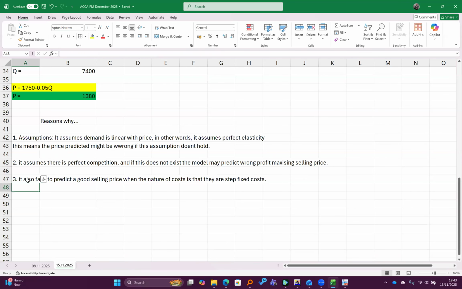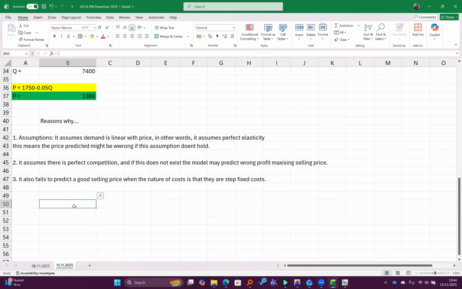So these are some of the reasons why the model may not be very good, but all in all, it is usually a good model. It predicts better than what you normally would expect from the other methods that we can use.